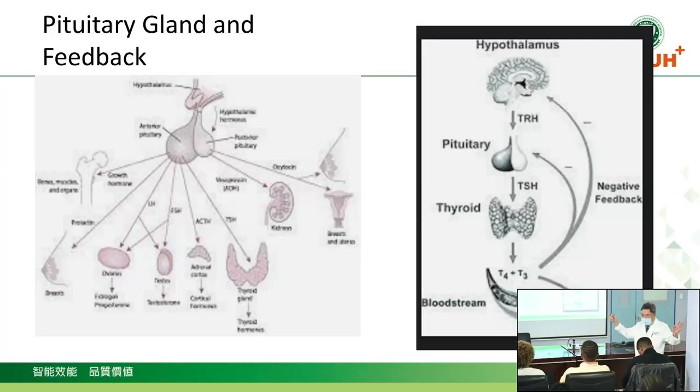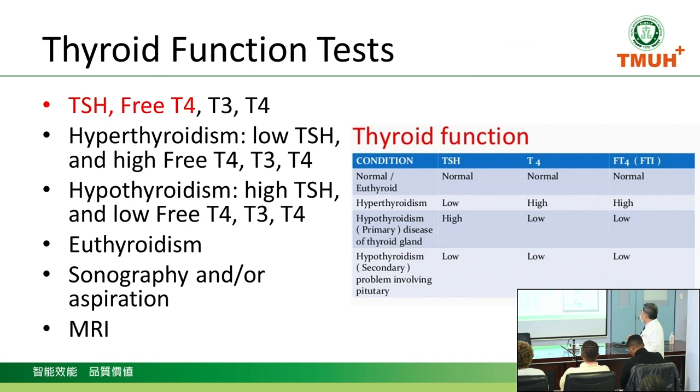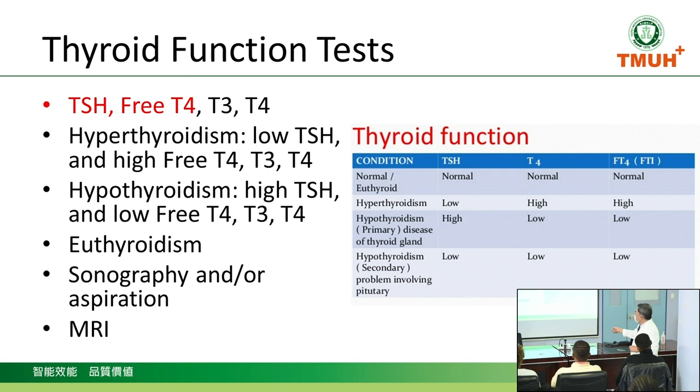Feedback: the pituitary has a feedback system. The hormone will feed back to the hypothalamus and to the gland. If the peripheral hormone increases, then we will have negative feedback. These are about the thyroid function test. For thyroid function test, we test TSH and free T4, which is enough.